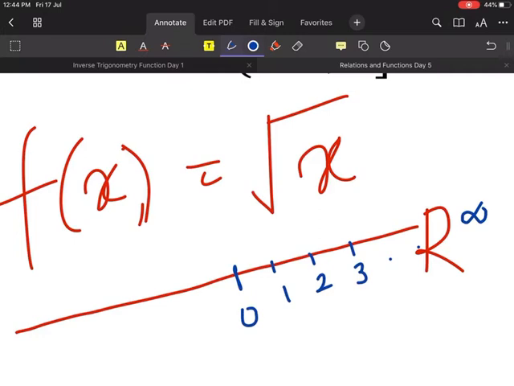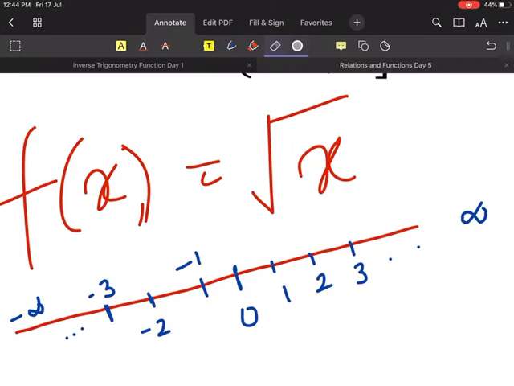Towards what? Towards infinity. Please tell me yes or no. Now, this side, if I go, this side will be what? Minus 1, minus 2, minus 3, dot, dot, dot, towards minus infinity. Right? So these are the values of x.